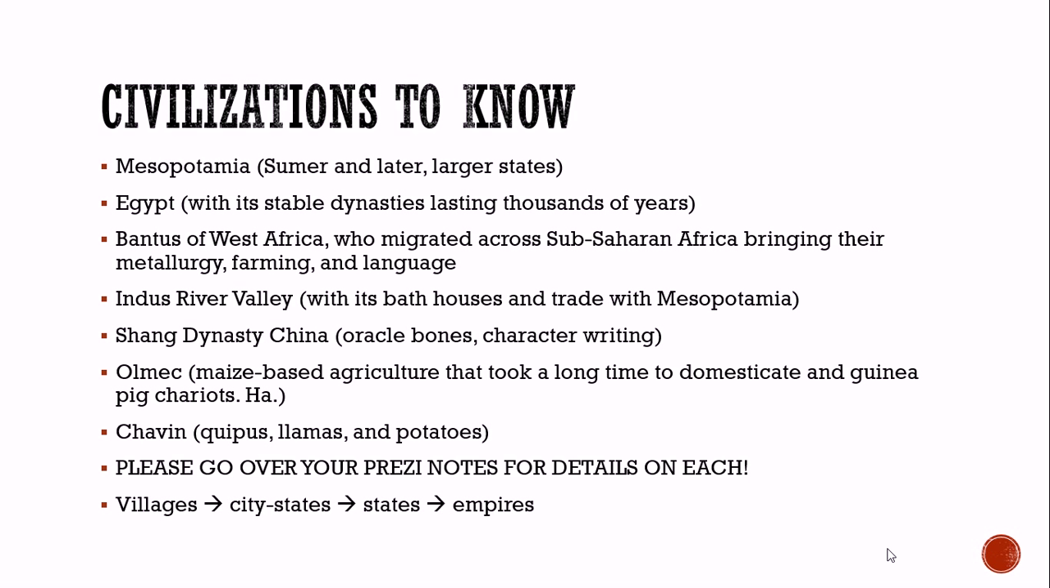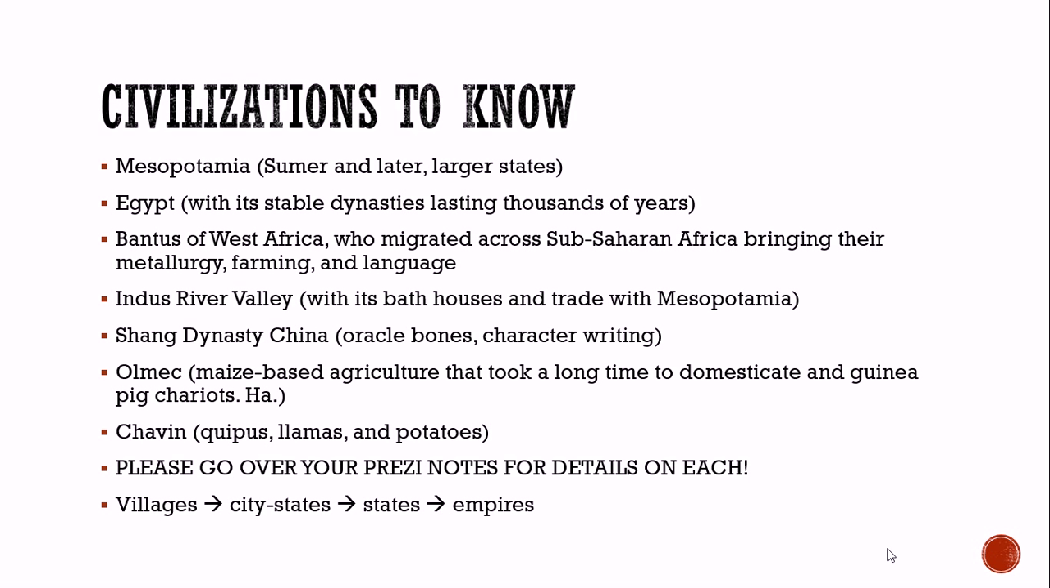We've got to know several civilizations: Mesopotamia, Egypt, the Bantus of West Africa, the Indus River Valley, Shang Dynasty China, the Olmec, and the Chavín. You've got all of these listed with some details on your Prezi notes, and you've also read about them in your Strayer text. So go back, make sure that you feel comfortable, that you know at least a few details for each of those. And then remember what we talked about in terms of rising levels of centralization and complexity.